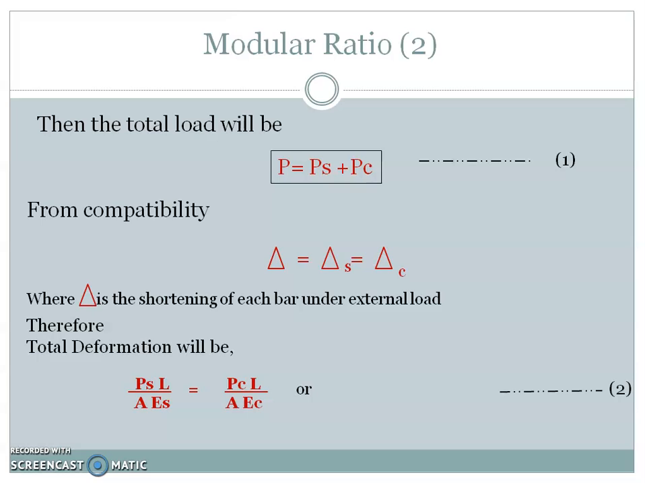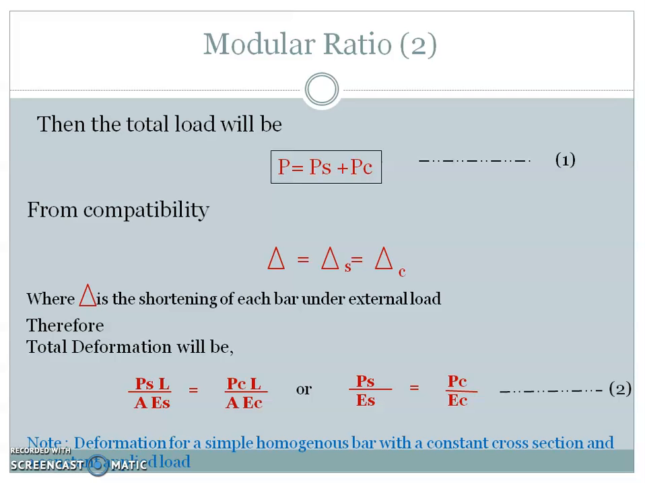You should understand what this equation is used for. Here we have considered it for steel and concrete separately. The load taken by steel is PS, L is the same for both, A is the same for both, and the modulus of elasticity for both materials is different. So we write PS into L upon A into ES equal to PC into L upon A into EC. Or we can write this as PS upon ES is equal to PC upon EC.